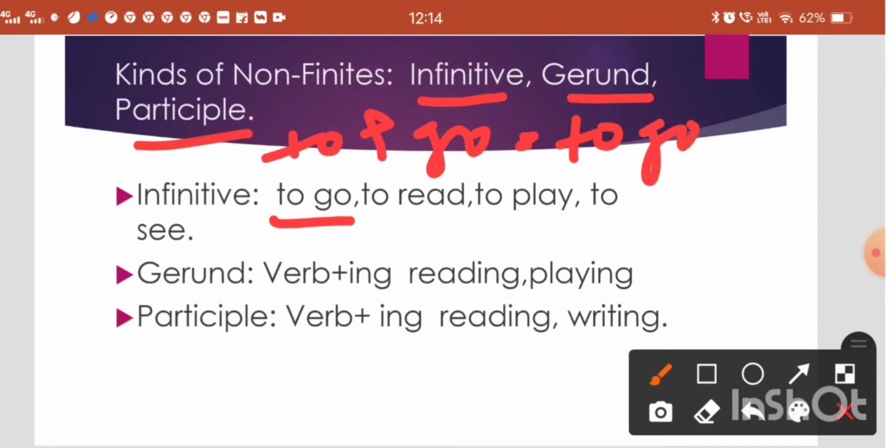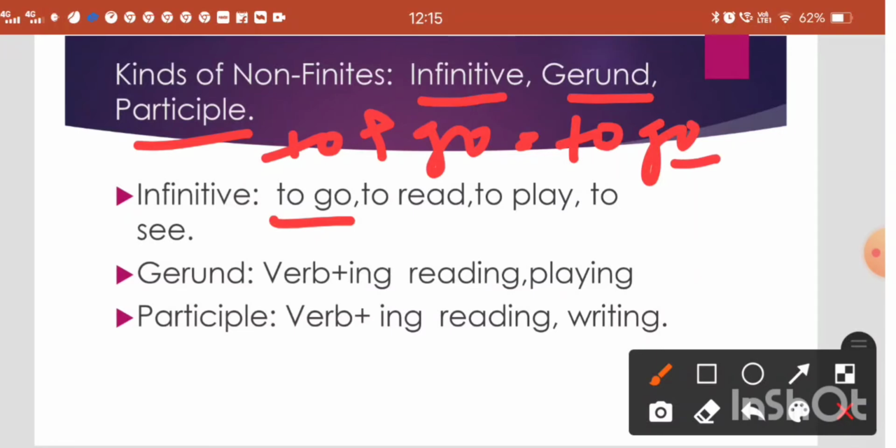To go, to read, to play, to see. I have seen many children making mistakes while doing the exercise on editing. To go, they don't write the first form of the verb with to. So remember, to always takes the first form of the verb.